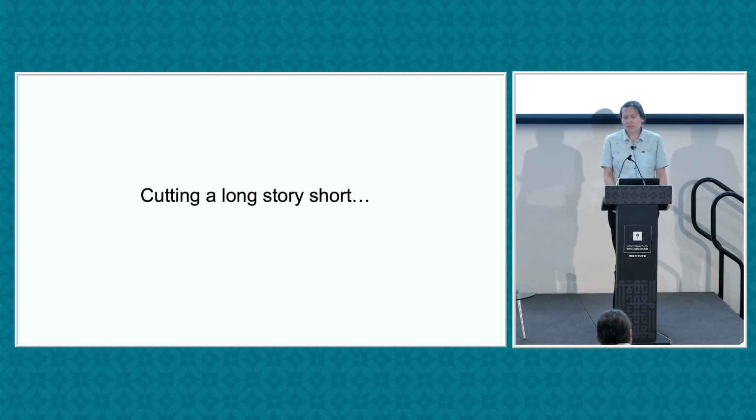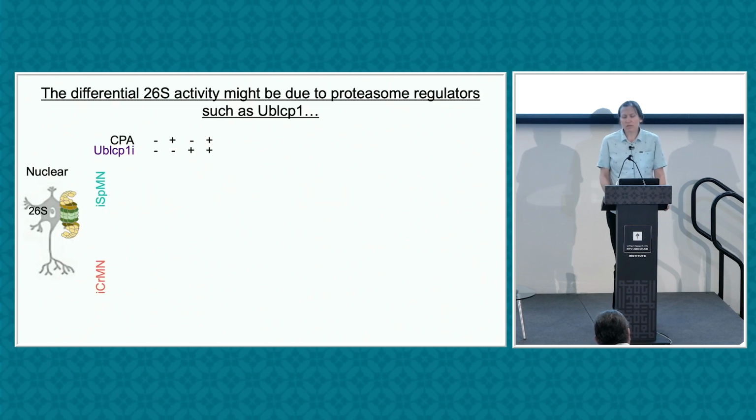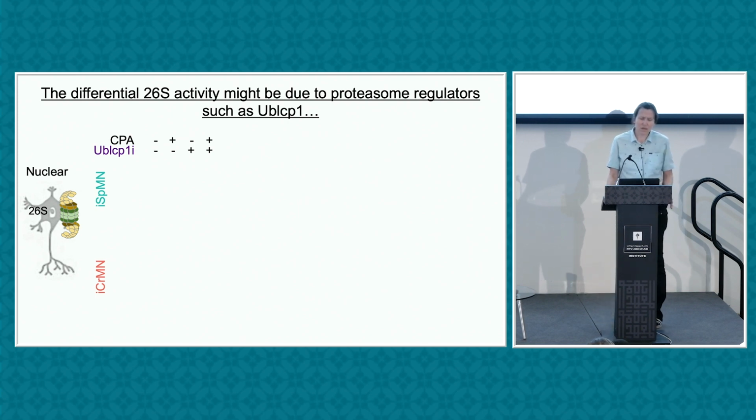And the reason this is interesting is because obviously our system, while still cells in a dish, is linked to this overall question related to disease, which is why do cranial motor neurons succumb early? Why do cranial motor neurons actually show more resistance to ALS compared to spinal motor neurons? So any gene that marks the difference between the cell types is interesting. And so this gene that we identified is called UBL-CP1.